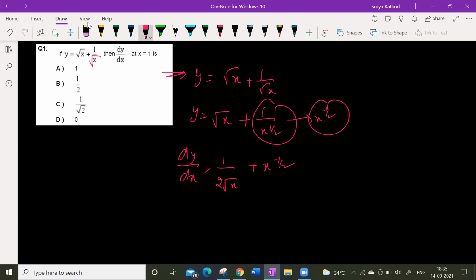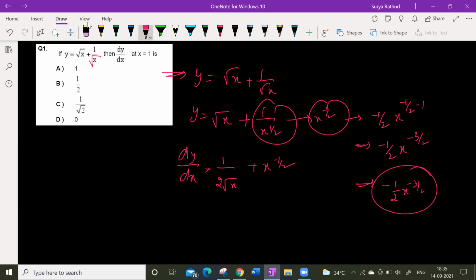So d by dx of x to the power of n formula is what? n into x to the power of n minus 1. So minus 1 by 2 into x to the power of minus 3 by 2. So this is the differentiation of x to the power of minus 1 by 2. Can I write the direct step here now? Yes or no? Here minus 1 by 2 into x to the power of minus 3 by 2.